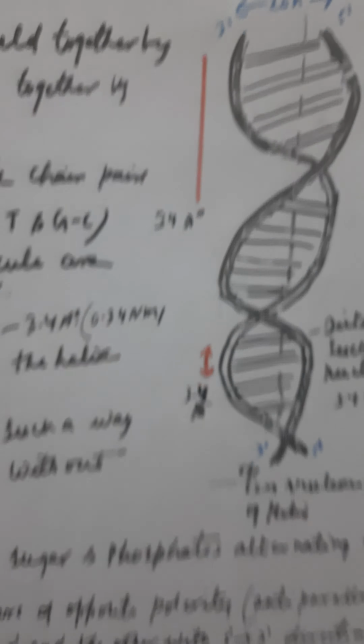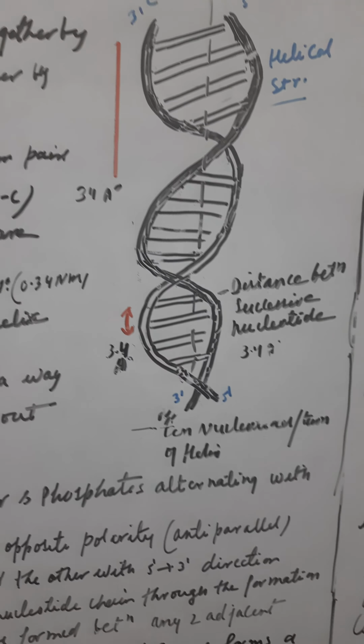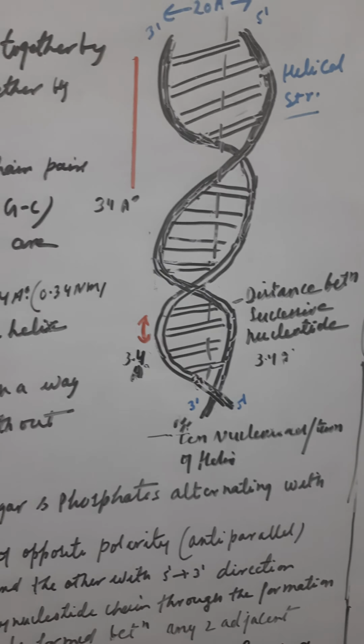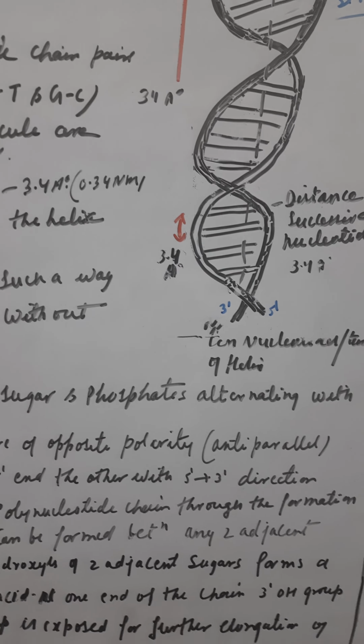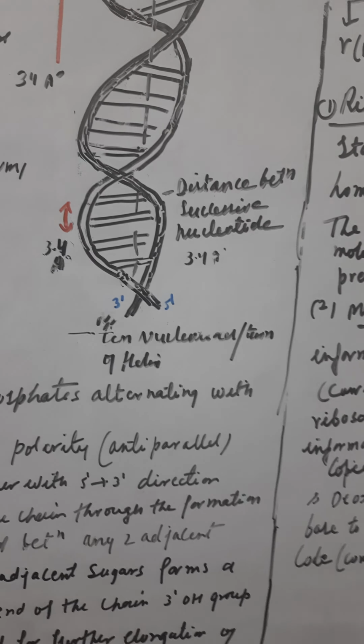Here it is: hydrogen bonds. The purine of one polynucleotide chain pairs with the pyrimidine of the other, that is A to T and G with C. Then both chains are complementary. The distance between base pairs is 3.4 angstrom, and since there are 10 bases, one turn of the helix has 34 angstrom. They are coiled in such a way that they cannot be separated without unbinding.